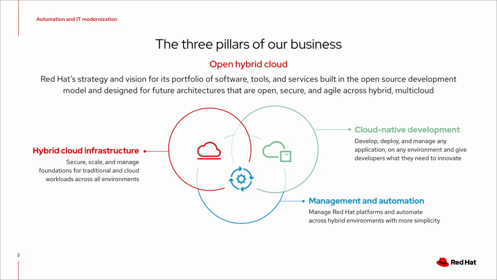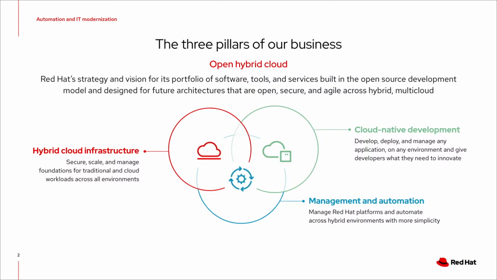So think RHEL, OpenStack, Red Hat virtualization. The second pillar being the cloud native development. So this is much more on the application platforms. So things like OpenShift, Kubernetes, our middleware and services portfolio. Somewhat recently, we've really kind of moved into this management and automation area, right? And this is where we're going to be focusing today, right?